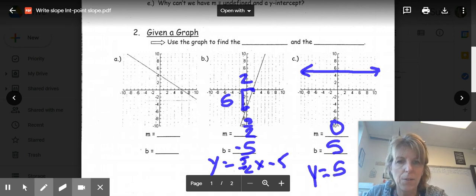All right, got those? So sometimes you have to use the graph to find the slope. If you can find the slope, and if you can find the y-intercept, sometimes the y-intercept is not as easy to see as that one. Sometimes it's harder to see, but if you can really clearly tell the y-intercept, then you can write slope-intercept form. All right?